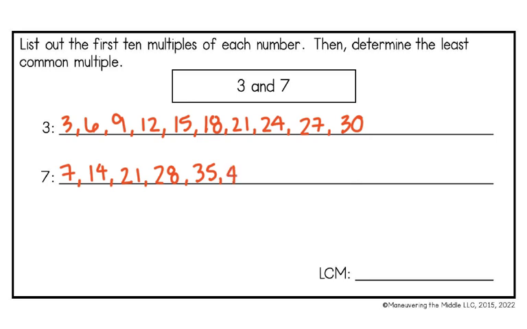7 times 6 is 42. 7 times 7 is 49. 7 times 8 is 56. 7 times 9 is 63. And 7 times 10 is 70.